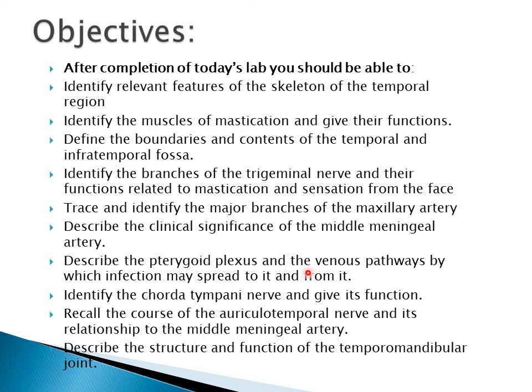Describe the pterygoid plexus and the venous pathways by which infection may spread to and from it. We're going to identify this nerve called the chorda tympani that actually comes from the facial nerve, but it's very important for taste. We're going to recall the course of the auriculotemporal nerve and its relationship to the middle meningeal artery, and we're going to then finally describe the structure and function of the temporomandibular joint.